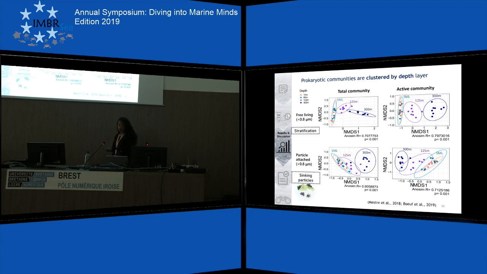And you can ask why this is more marked in the case of the free-living prokaryotes. The stratification of the water column can act as a physical barrier for the free-living prokaryotes, so they are well separated depending on the water depth. In the case of the particle-attached ones, as they are attached to particles, these particles can easily sink in the water column, providing more connectivity among the water layers.